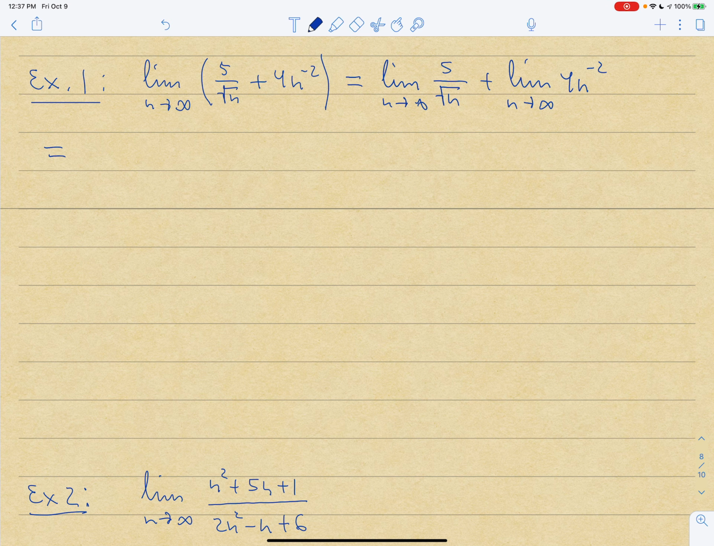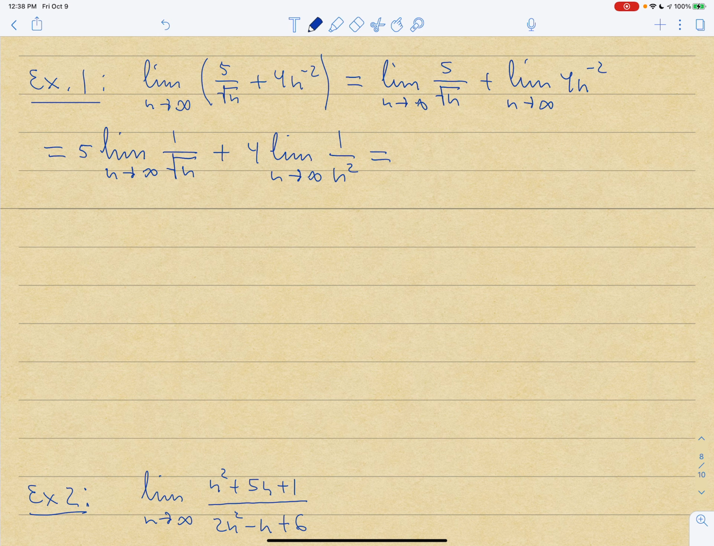And that's again one of the properties that we proved, that this is the same thing as 5 times the limit n goes to infinity of 1 over square root of n plus 4 times the limit n goes to infinity of n to the minus 2, which I can actually write as 1 over n squared, which I'm going to do here. Again, provided that both limits exist.